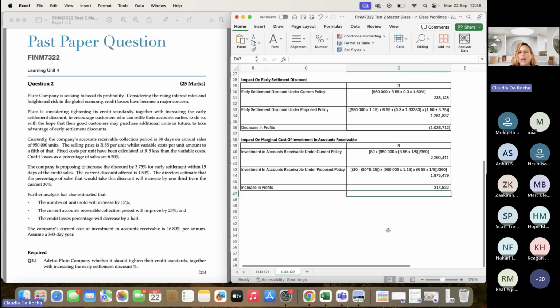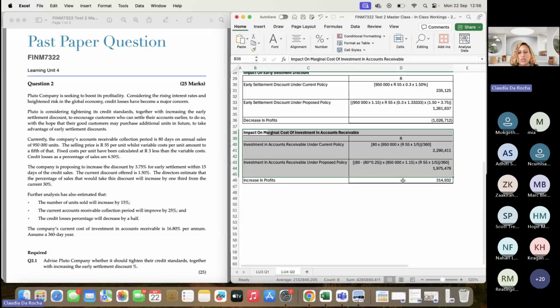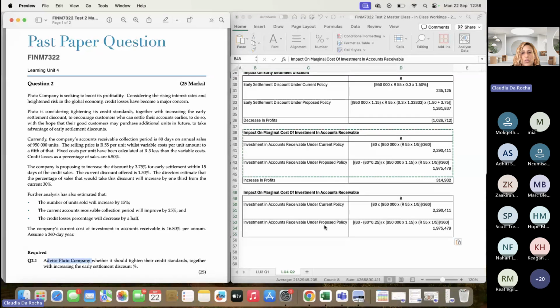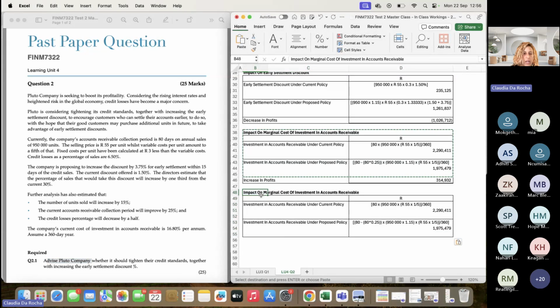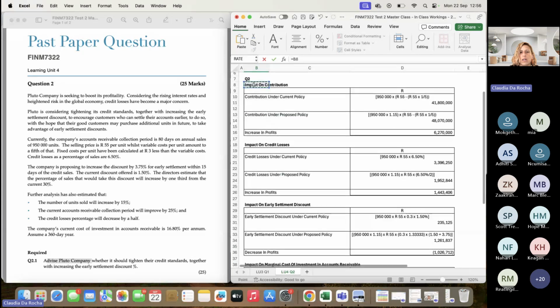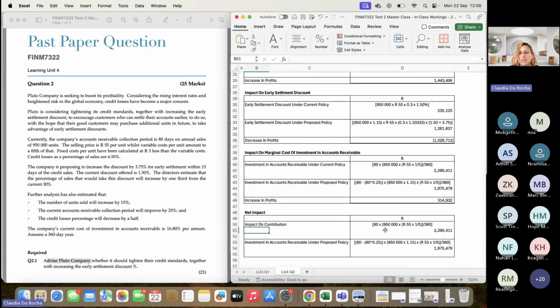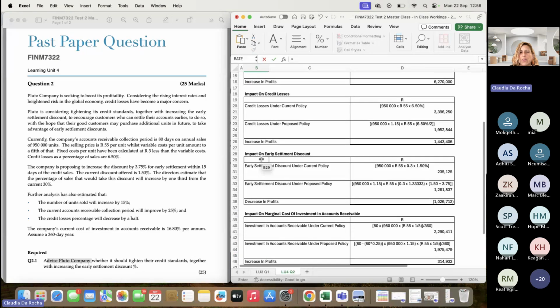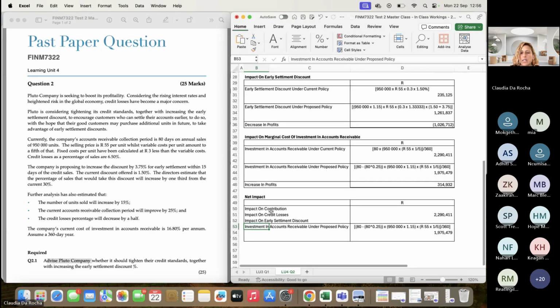Okay, but we are not done. We have to now summarize these results. We have to say what the net impact is, and we have to give advice. The question says, advise Pluto. So how do we do that? We have to do the net impact. So the net impact will be, first of all, our contribution. It will be the credit loss. It will be the early settlement discount, and it will be your marginal cost.